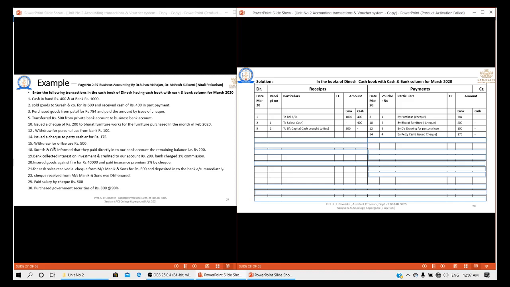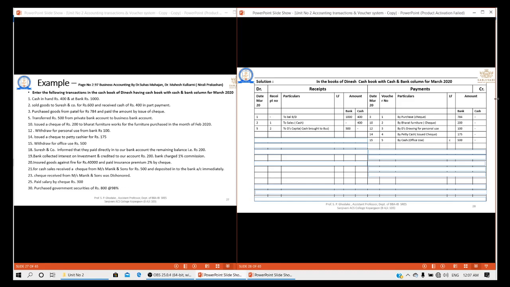Then on 15th, withdraw for office use rupees 500. So now it is also payment. On 15th we have withdrawn from where? From the bank. How much? 500 rupees are withdrawn. So as the cash is withdrawn, so it is withdrawn from the bank and it is for office use.